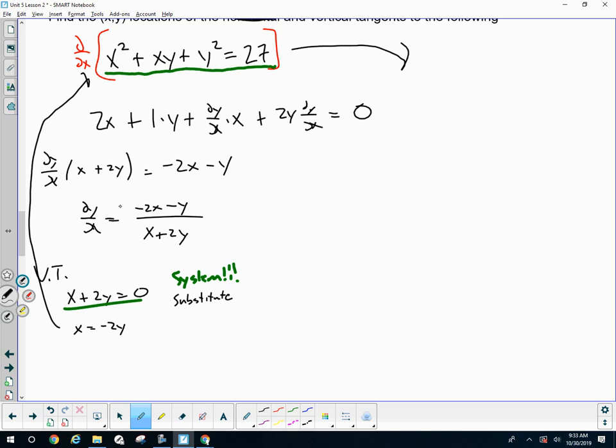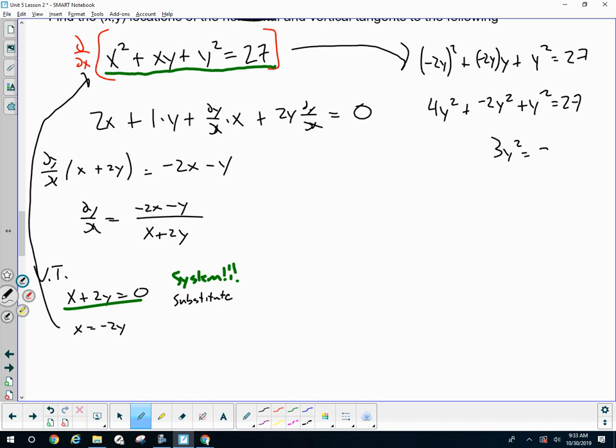When I have x, I'm going to replace it with negative 2y. So in parentheses, I got negative 2y squared plus negative 2y times y plus y squared equals 27. Let's see what happens. Simplify. I got 4y squared minus 2y squared plus y squared equals 27. This is 2y squared. That's 3y squared equals 27. Divide by 3, I get y squared equals 9. Square root, y is equal to plus or minus 3.